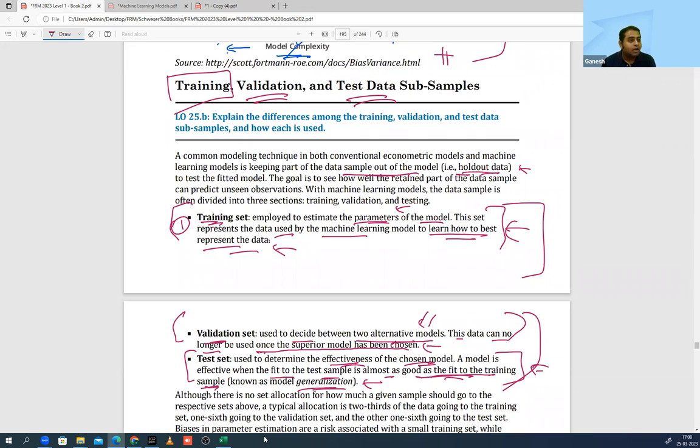समझा? ये है वो होल्ड आउट डेटा. Simple. Okay. Everybody? Why am I holding some data? Because I want to test the model on that data, to test the fitted model. बराबर? The goal is to see basically वही है कि unseen observations के सामने वो कैसे behave करता है.